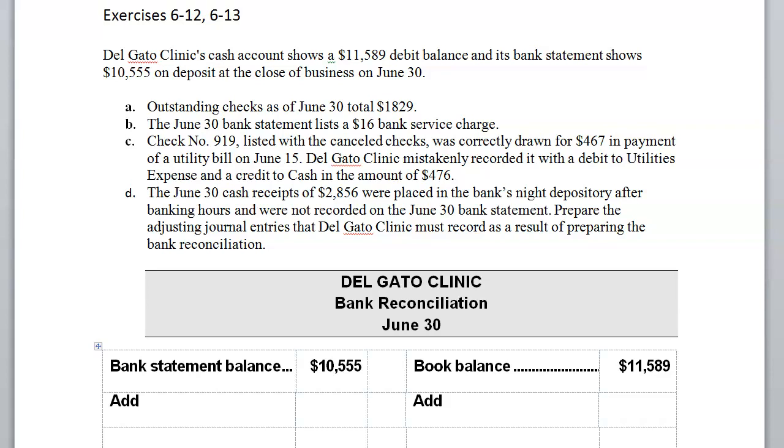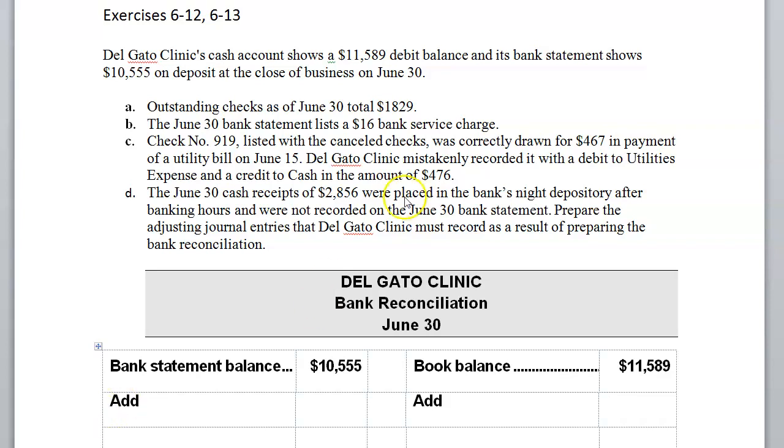Hi, we're going to walk through exercises 6-12 and 6-13. Delgado Clinic's cash account shows $11,589 debit balance, and its bank statement shows $10,555 on deposit at the close of business on June 30th. So we're going to prepare a bank reconciliation as of June 30th.